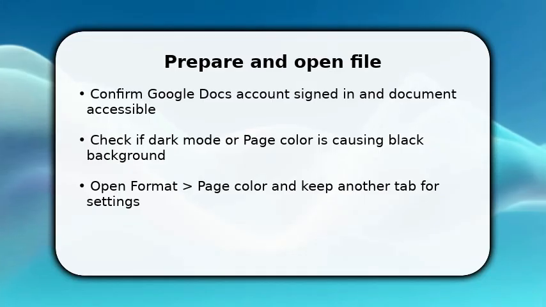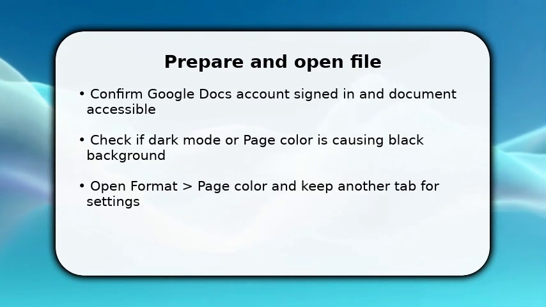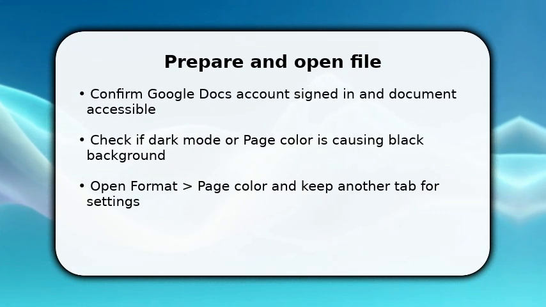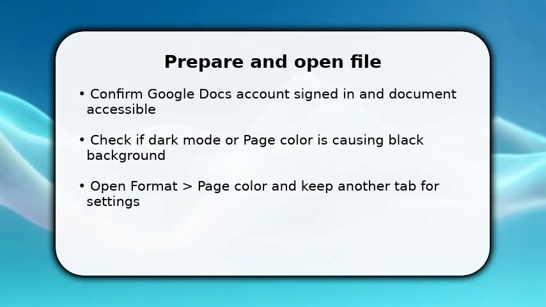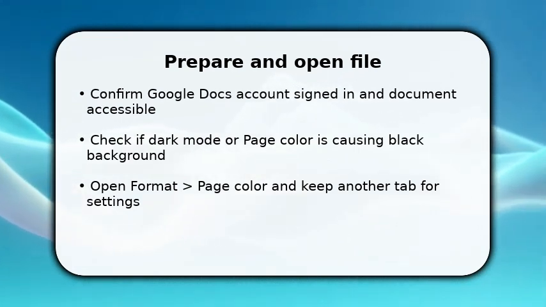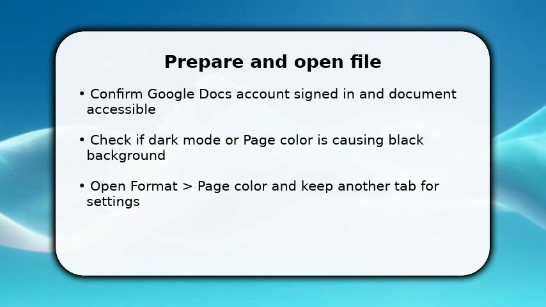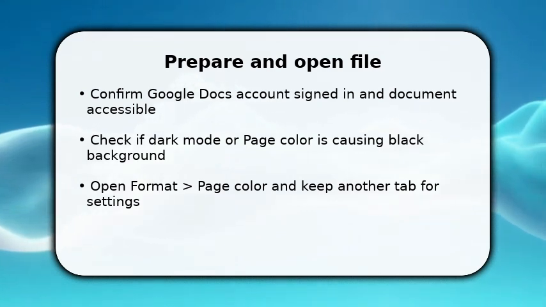Enjoy the video. You'll start by opening the document and confirming your Google account is active. Once done, check whether the black background comes from browser dark mode, docs theme, or page color. Make sure you've got Format Page Color open. This is the first actionable place to change the canvas. You'll also want another tab with a simple blank doc to test changes quickly.